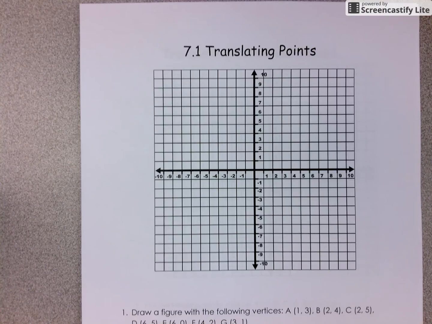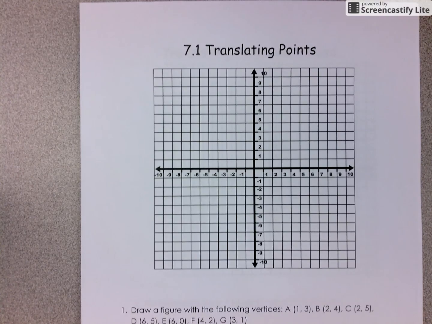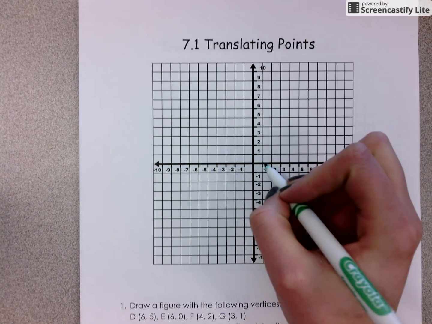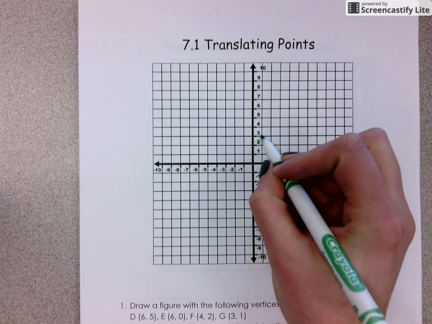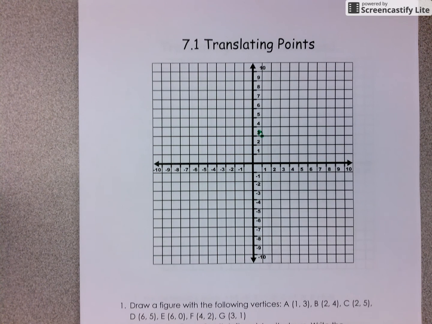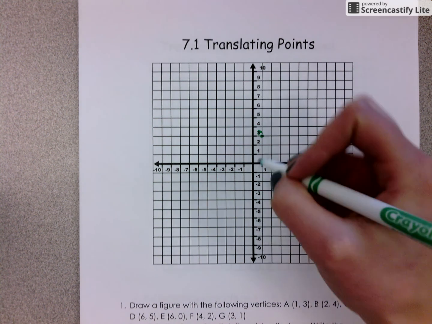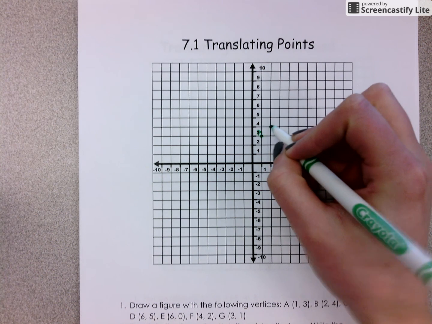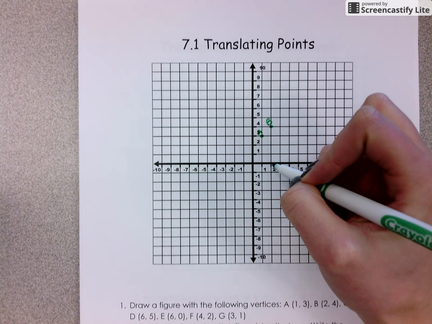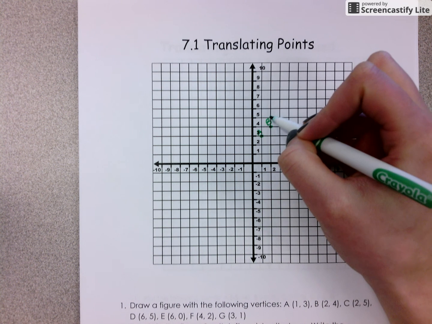Draw a figure with the following vertices. A is at 1 and 3. So you're going over 1, up 3. I want you to put that point and label it nice and clearly that that is A. For B, we have 2 over and 4 up. C is 2 and 5. So again, X is 2, so you're over 2. Y is 5, so up 5.